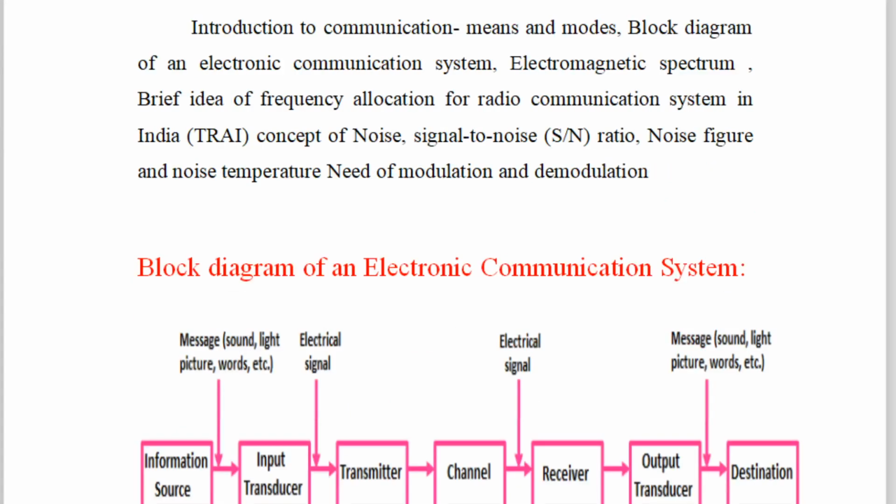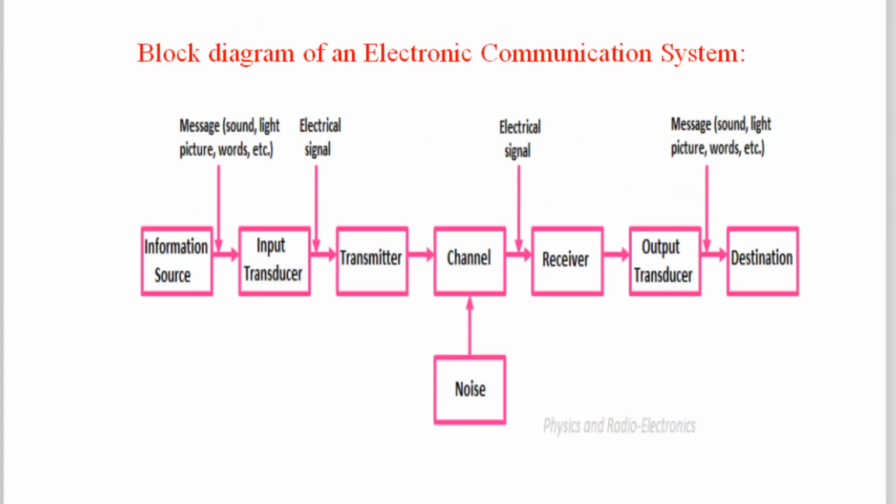So let us proceed. The block diagram of electronic communication system. Whenever you want to pass information from one source to another, or from one location to another location, one location you may call an information source, where the information is available. Another location you may call a destination. You may require some electronic circuits to pass the information from one location to another, and these various electronic circuits are included in the block diagram of electronic communication system.